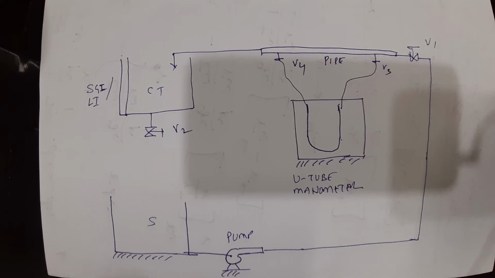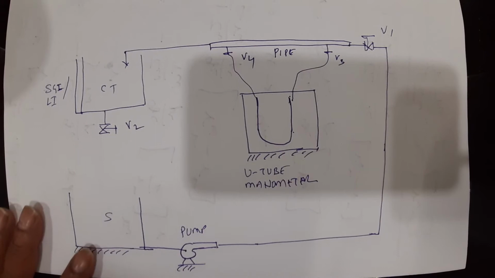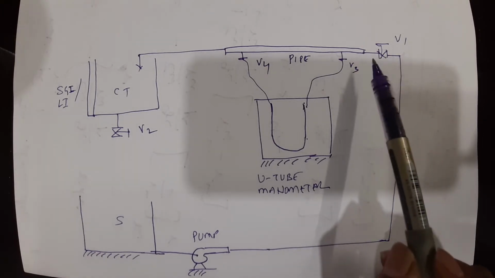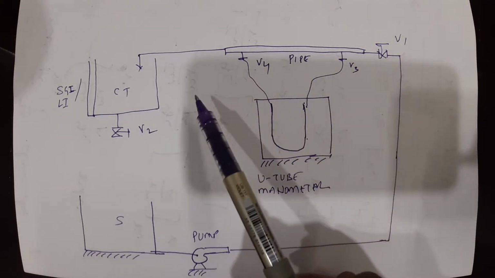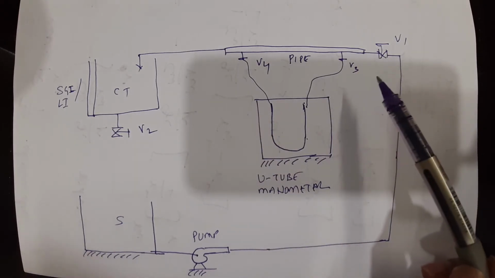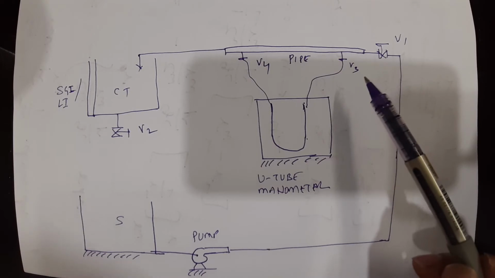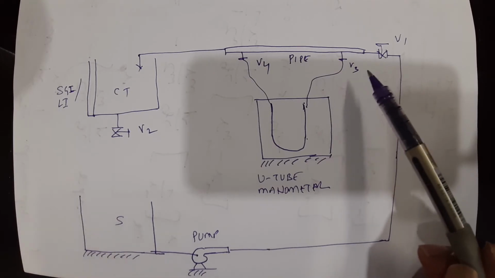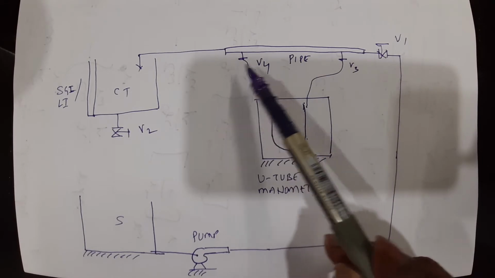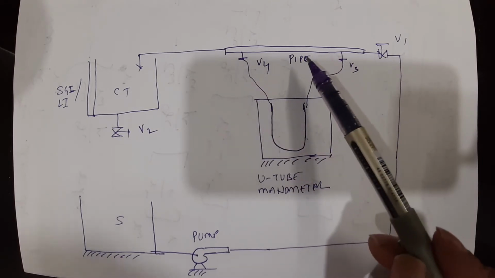Now the next experiment will be the estimation of the friction factor. Exactly what happens is, here we have a pipeline. It can be made up of steel, it can be made up of cast iron, it can be made up of PVC, anything else. So when the fluid is moving from one point to another point, as you know, this pipeline will be offering some resistance to the fluid flow.